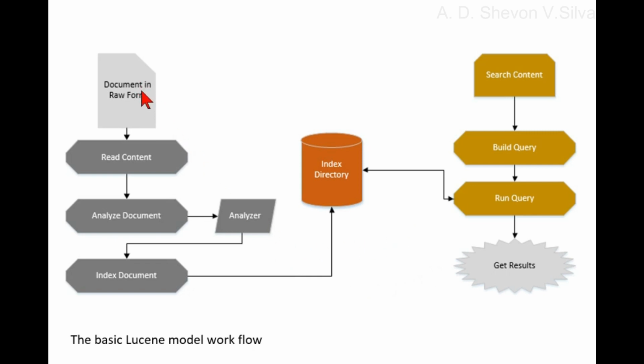Here you can see a document in the raw form is connected to read content. Read content is connected to analyze document. Analyze document is connected to analyzer. Analyzer is connected to index document. Index document is connected to index directory. Search content is connected to build query. Build query is connected to run query. Run query interacts with the index directory, and run query is connected to get results.